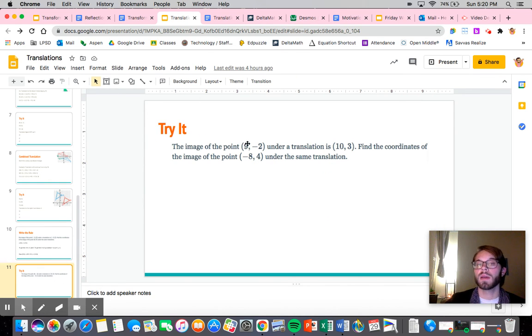The image of the point 9, negative 2 under a translation is 10, 3. All right, so let's stop there. The image of a point, so this is actually the image right here, saying of the point. So this is the pre-image. And then this is the image. Okay, so under a translation, that's saying we've done the translation, so that's why this one's the image. So we are going from 9, negative 2, and we're taking that to 10, 3.